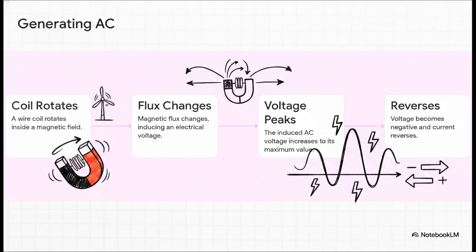As that coil spins, the amount of magnetic field passing through it, known as the magnetic flux, changes continuously. And according to Faraday's law of induction, this changing flux induces an electromotive force, or voltage. The voltage rises to a maximum, falls back to zero, and as the coil completes its half rotation, the direction of the induced voltage actually reverses, becoming negative. This continuous rhythmic reversal is exactly what creates alternating current.